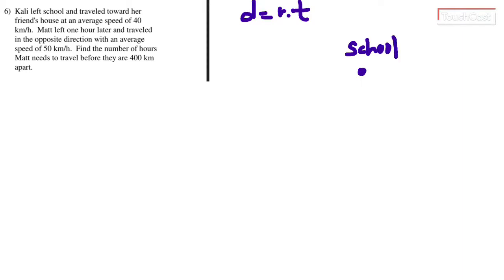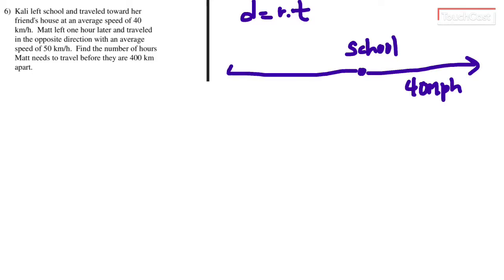So she left school and she traveled at a rate of 40 miles per hour. And then Matt drove in the opposite direction. So I'm going to label this one as Callie, and this one is Matt. Okay. And he left 1 hour later, and he traveled in the opposite direction with an average rate of speed of 50 kilometers per hour. Oh, and I put miles per hour over there. No worries. I can erase that really quickly.